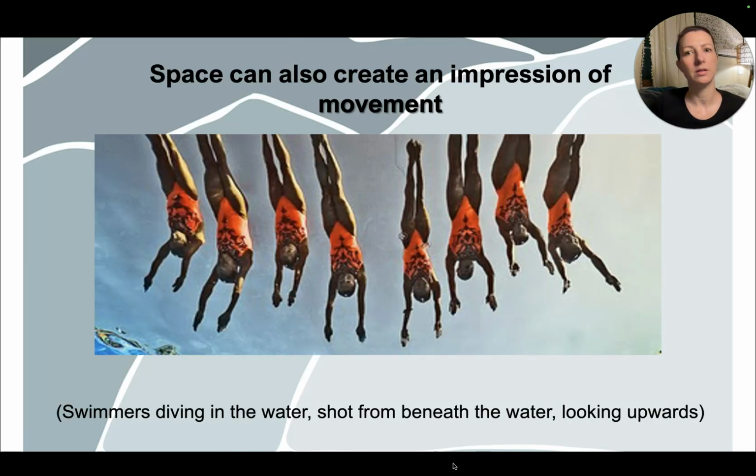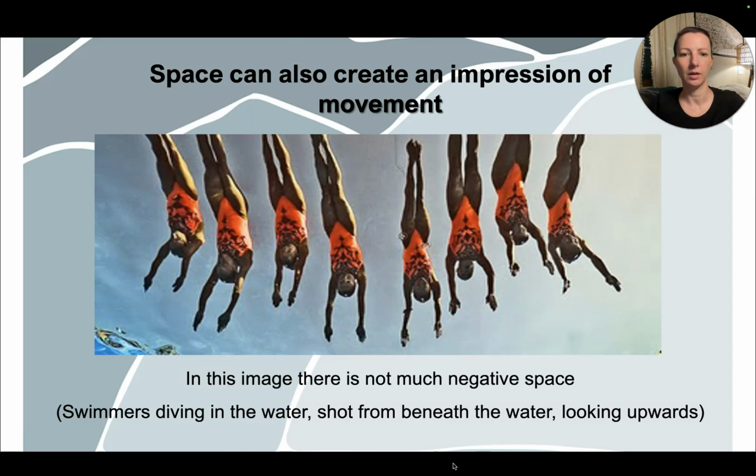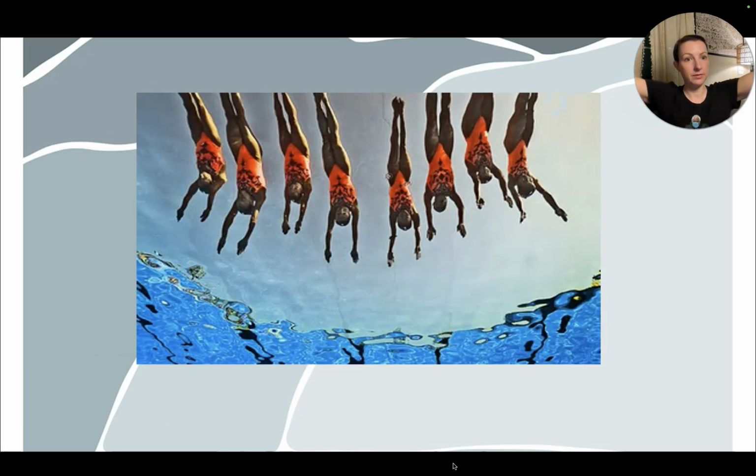And then last, using this can also create the impression of movement. So not only are you giving your subject somewhere to think, but you're also giving them somewhere to go. So this is a shot of swimmers jumping over the photographer. There's not a lot of negative space here. But when you give them some more, now they have somewhere to go.